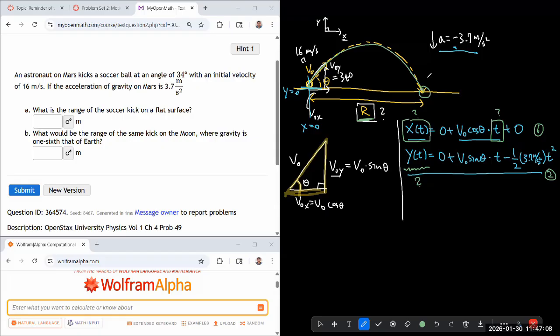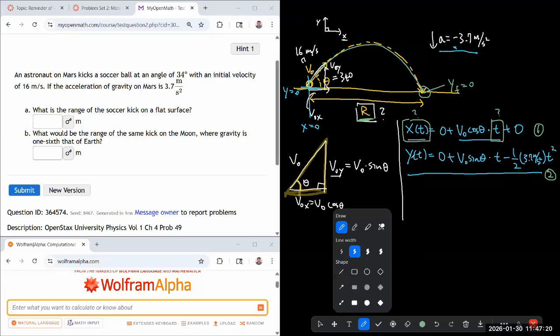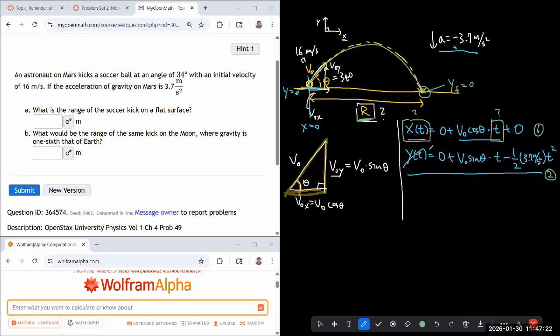The answer is yes, you do, because when the ball lands, your Y position should be 0. So this is not an unknown for this specific situation we are dealing with. This Y position, you can say when the ball lands, is going to be 0. So with that realization, you have 2 equations, 2 unknowns.